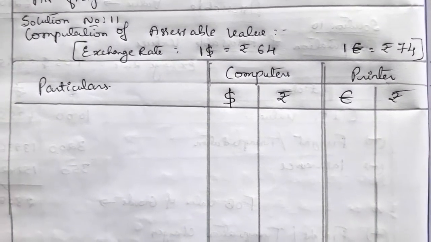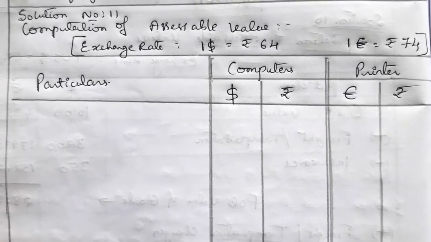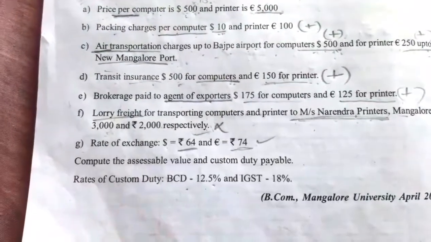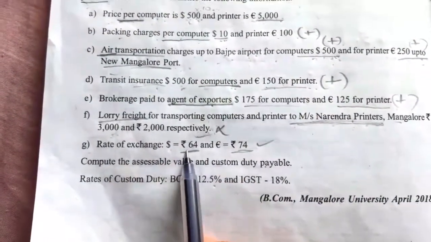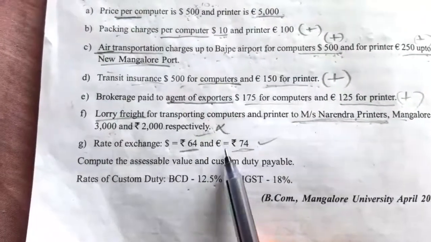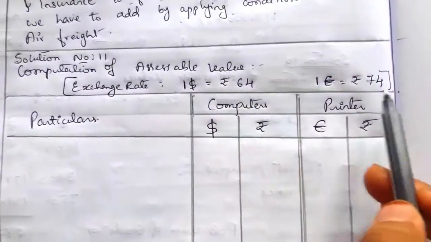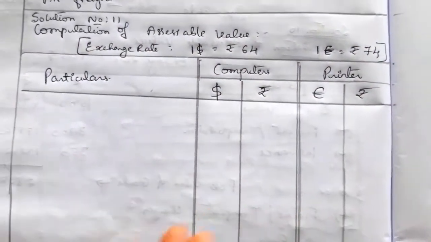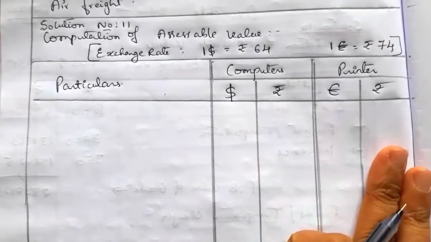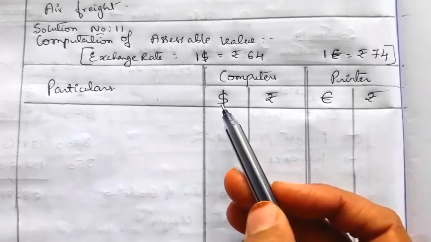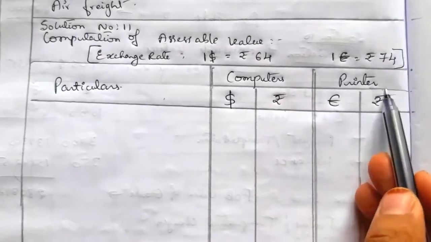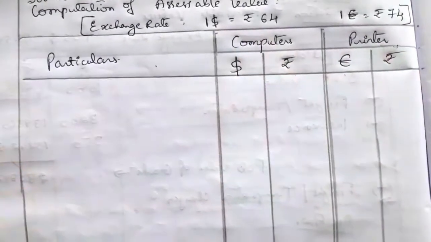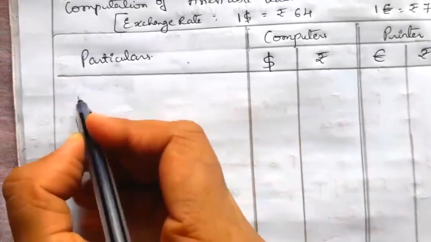Yes, now write the heading solution number 11, computation of assessable value. So here we have to compute the assessable value for computers as well as printers. So the exchange rate for computer is dollar equal to rupees 64 and for printer it is the euro equal to rupees 74. So that exchange rate we have to take here. Then draw the columns, particulars and the 2 amount column for the computers and 2 amount column for the printers. So for computer dollar amount column and rupee column, for printers euro amount column and rupee column. So now we will start with the price of computer as well as a printer.